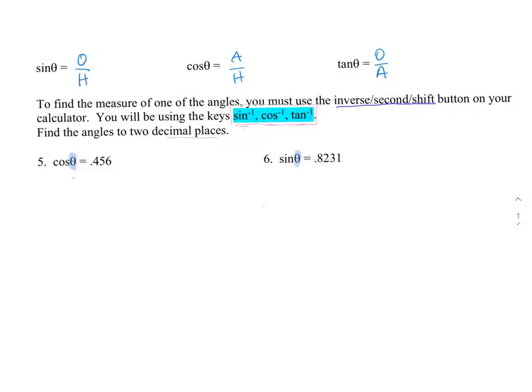We're going to try cosine theta. These have already been divided out. They're not in fraction form anymore. So you're going to just hit cosine to the -1 by hitting second cosine, and it should give you this prompt. And then you would add in 0.456 and then just hit the enter button. You don't have to close the parentheses. And when you get that, it says it wants it to 2 decimal places. I got 62.87 with a 0 behind it, so it stays the same.